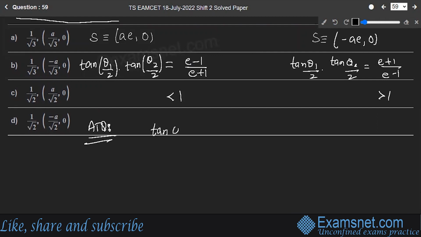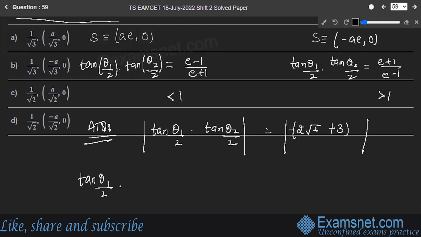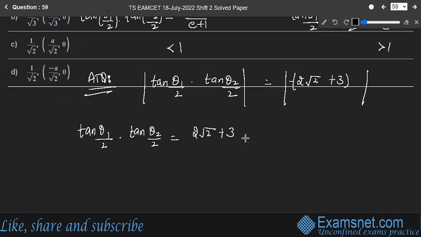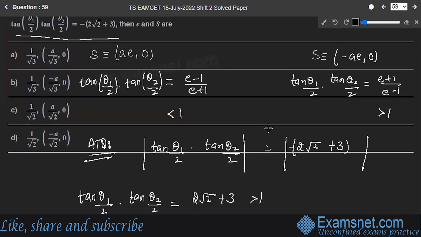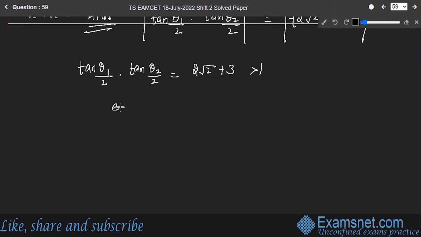According to the question, tan(θ1/2)·tan(θ2/2) is equal to −(2√2+3). Let's take the mod on both the sides. You will have tan(θ1/2)·tan(θ2/2) equal to this, and of course this is greater than 0. So which value will I take? I will take (e+1)/(e−1) equal to 2√2+3. So let's solve.